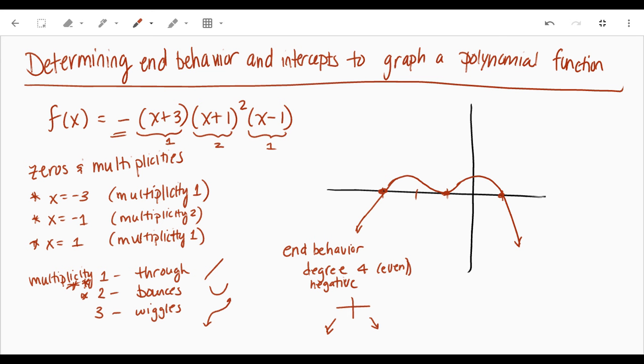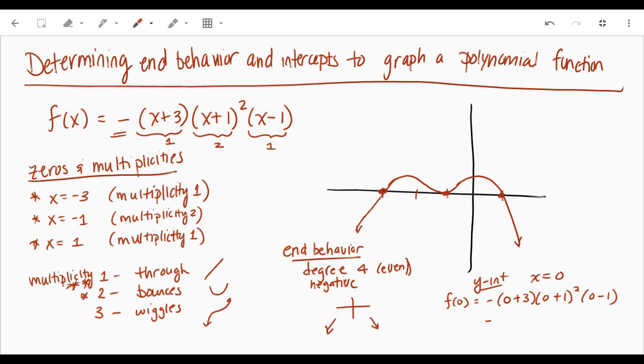So maybe I got a little bit ahead of myself here, but we're going to get your y-intercept, because they give you a grid to graph it on. Your y-intercept is pretty easy to find. Let me highlight all these. Your y-intercept is when x is 0. So f of 0 will be -(0 plus 3)(0 plus 1) squared (0 minus 1). And just be really careful with your negatives.